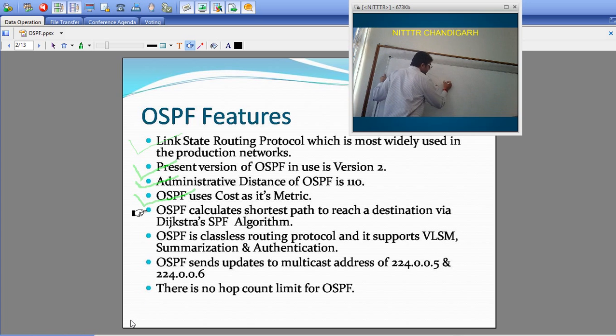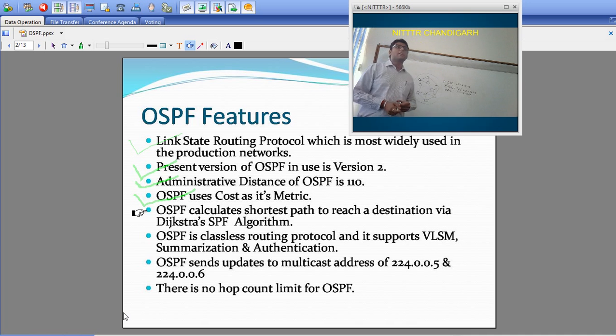EIGRP sends the multicast updates on 224.0.0.10. RIP used to send on RIP V1 255.255.255.255. RIP version 2 used to send it on 224.0.0.9.